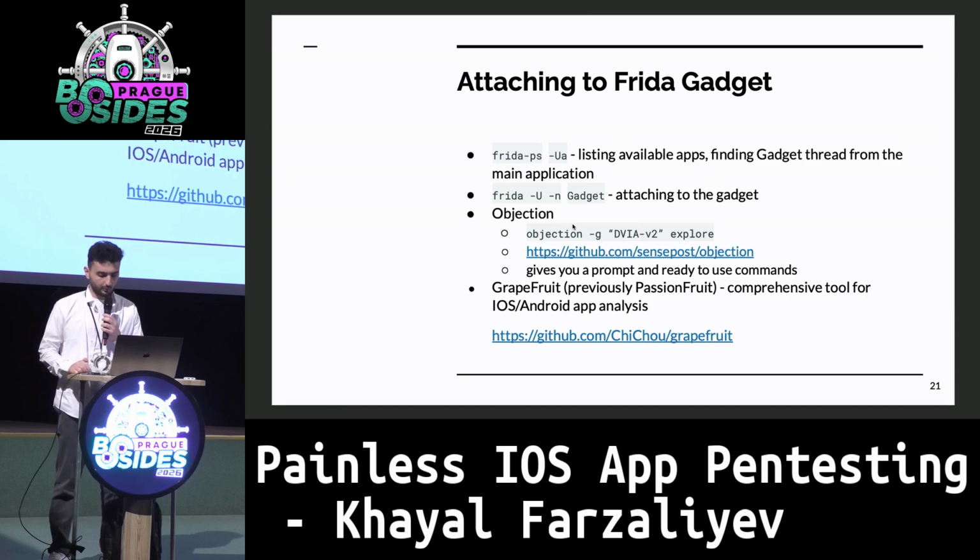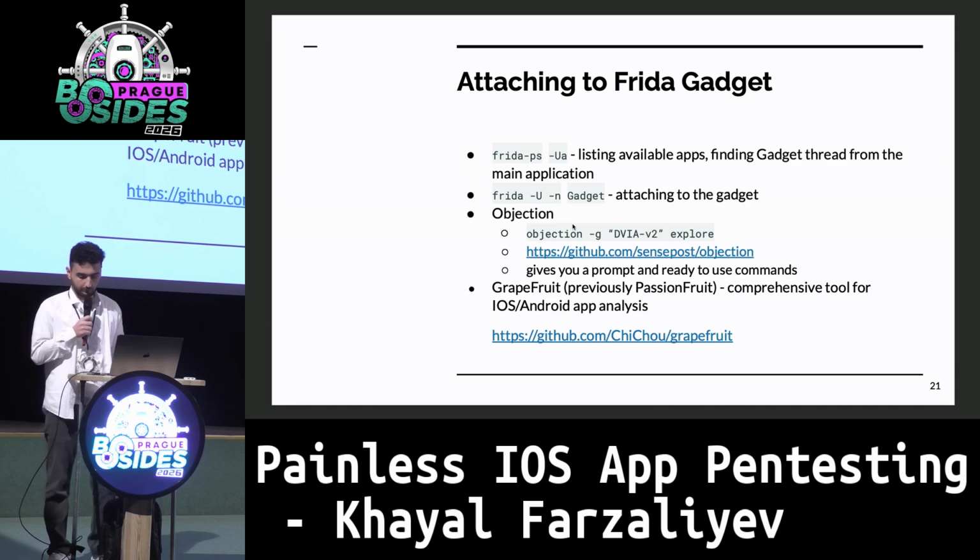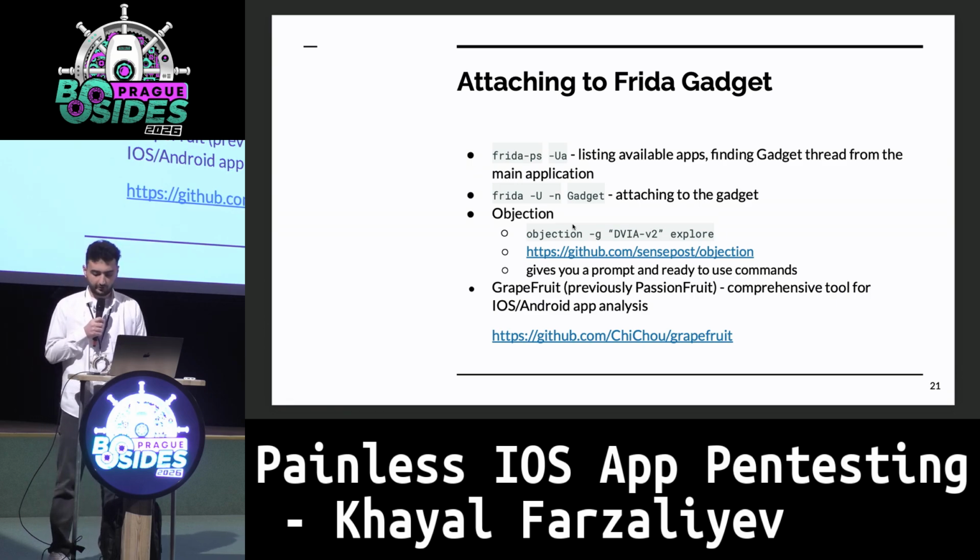For people who do not want to write Frida scripts from scratch, there is a tool called Objection. It's built on top of Frida and provides a nice interactive shell with a lot of pre-built commands. You can run it like this: objection -g, the name of the app, and explore. And you get a prompt where you can type things like ios keychain dump or SSL pinning bypass, etc.